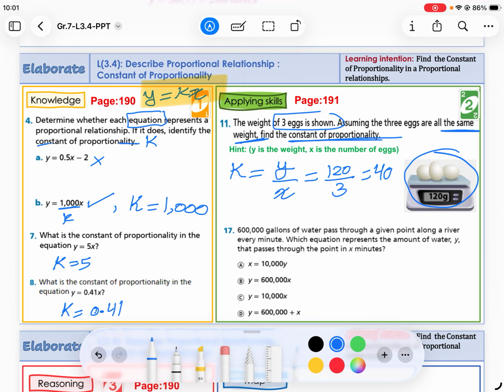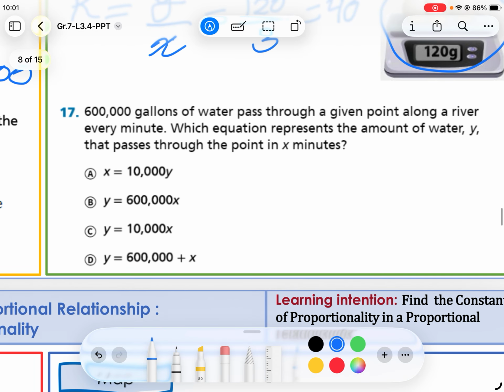As you can see in these two questions from 4 to 11, they did not ask you to write the equation. They just asked you to find k, and that's it. Okay, let's move on to this question. We have 600,000 gallons of water pass through a given point along a river every minute. Which equation, they want the equation here, represents the amount of water that passes in x minutes?